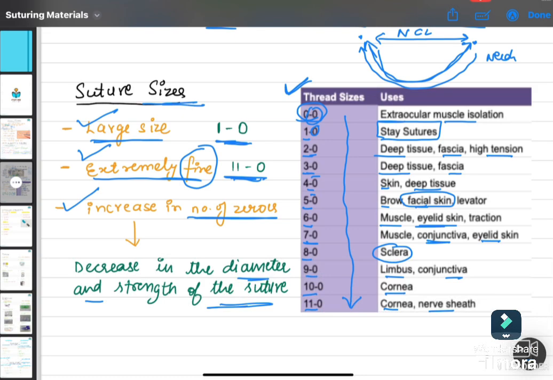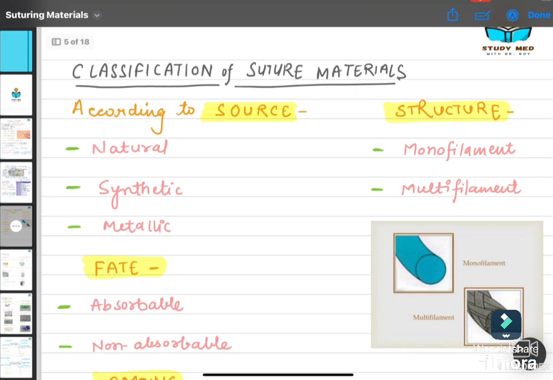Okay, if you have any doubt in this, you can ask in the comments. Now we are further moving to the classification of suture materials.